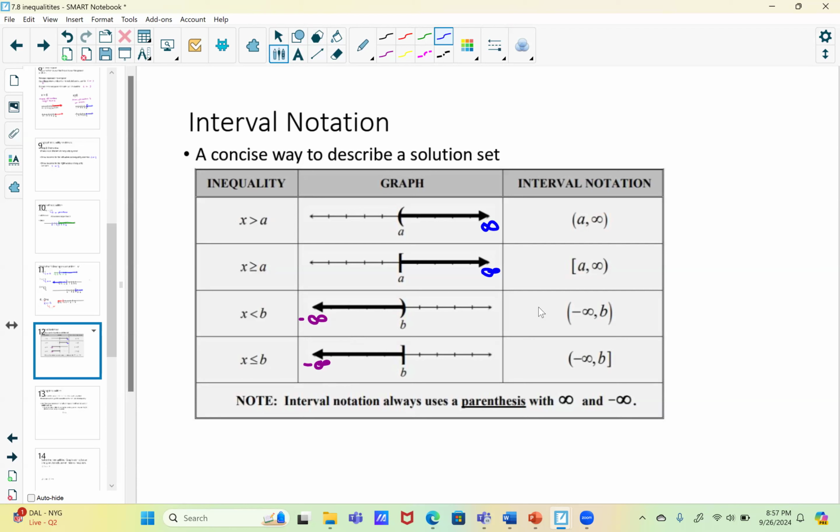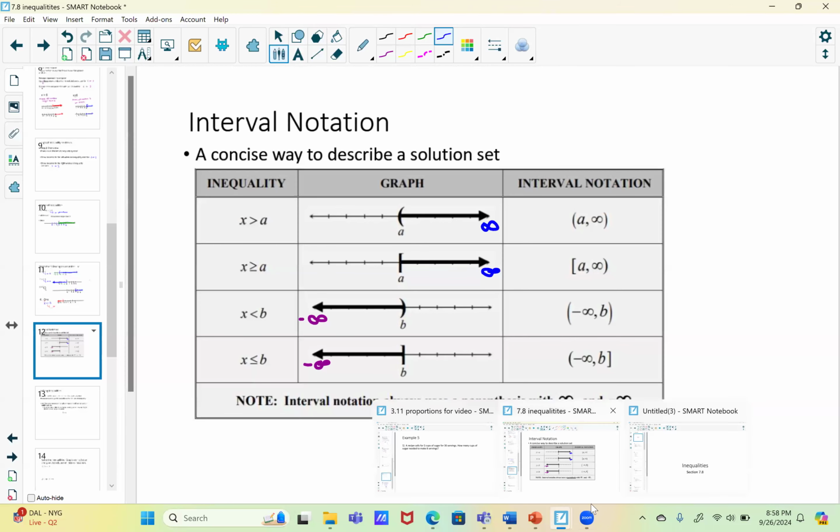Now, when we do interval notation, it matches up with a number line. It has to go left to right, or smallest to greatest number. And so if we are going to negative infinity, we always start with that. And then we end with whatever our value is. So if we're saying less than b, we're ending at b. And we put a parenthesis if it's just less than. If it's less than or equal to, then we put a bracket. And note, interval notation always uses parentheses with infinity or negative infinity.